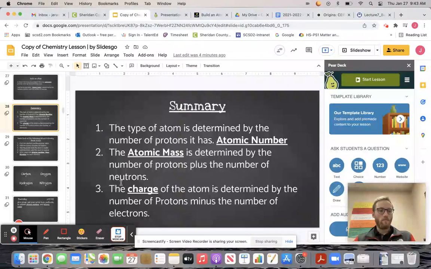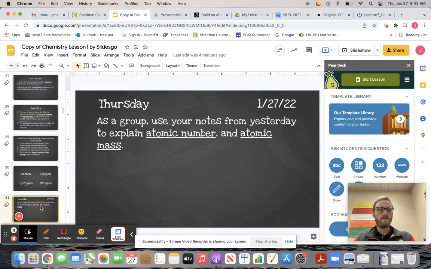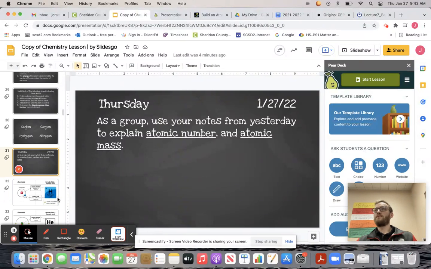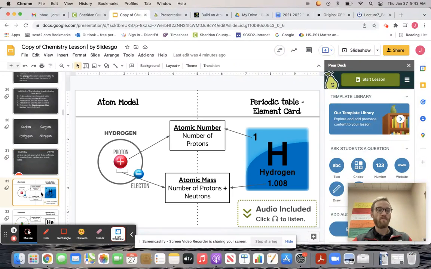Okay, so now our goal today is we want to be able to look at the periodic table, look at any element or type of atom, and be able to identify how many protons it has, how many neutrons it has, and how many electrons it has. To do that, we need to understand what those element cards on the periodic table are actually showing us. So, real quick, pause the video, and I want you to draw this exact thing in your notes.